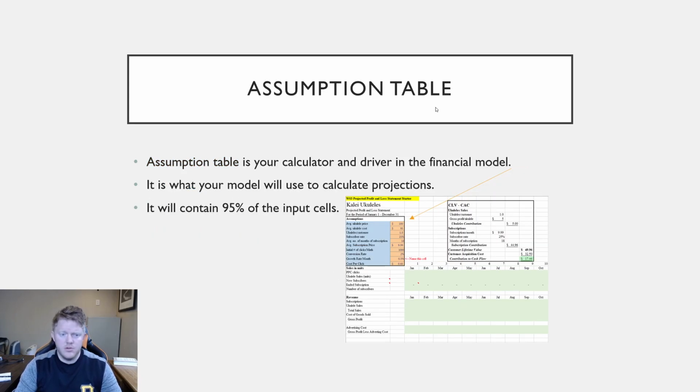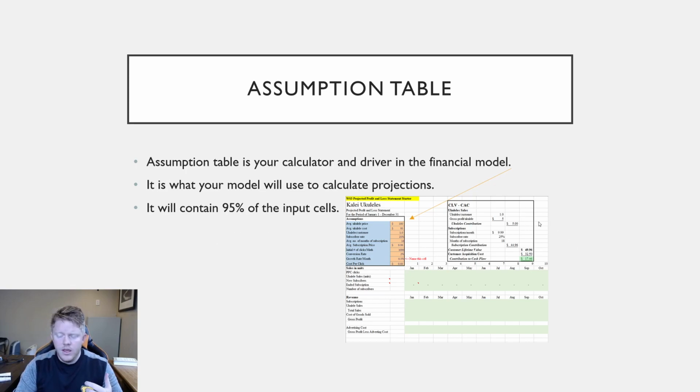The assumption table is going to be right here in the blue. I have also formatted the input, so if I'm looking at this, I know that this is where I go in and hard input numbers. The assumption table is your calculator. Imagine it as a calculator and you're punching numbers in. This is where you would punch these numbers in, and then below is if you want to hit that equal sign. It'll contain 95% of your inputs.